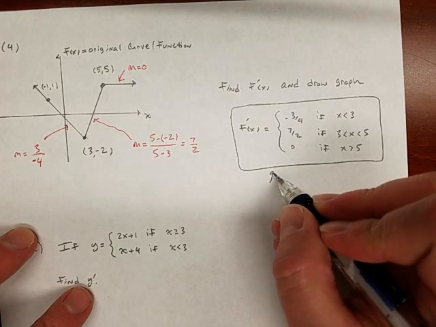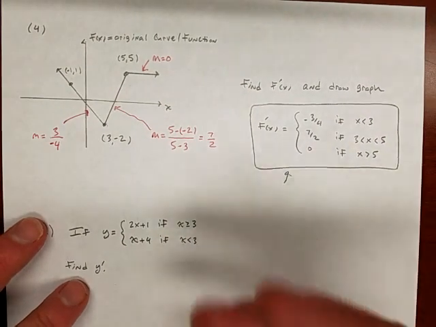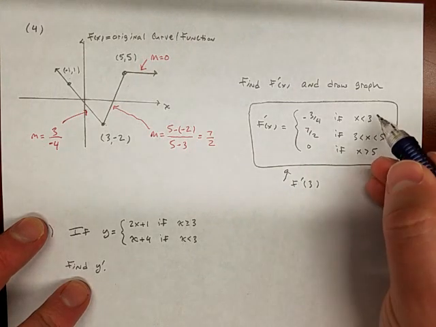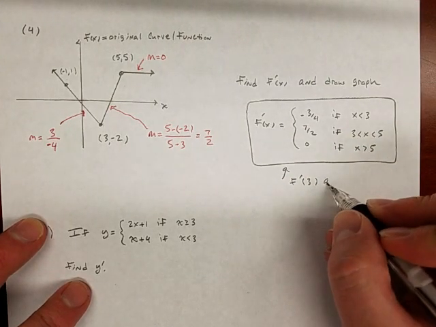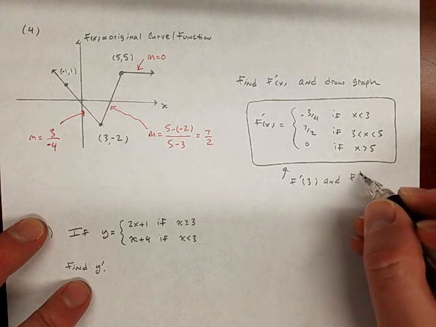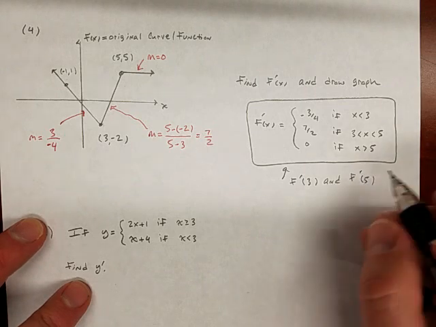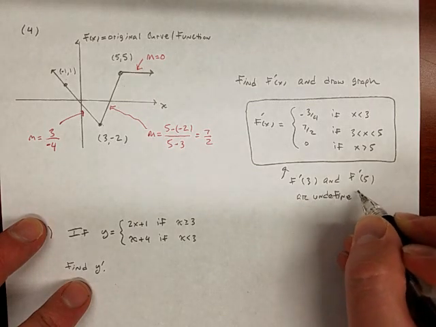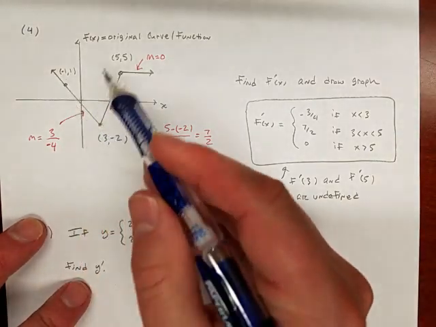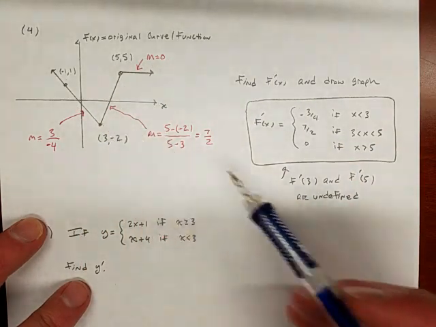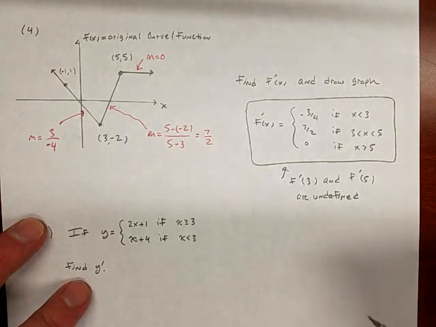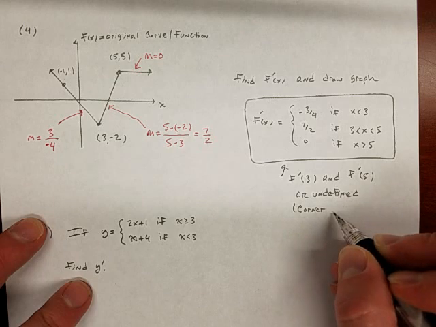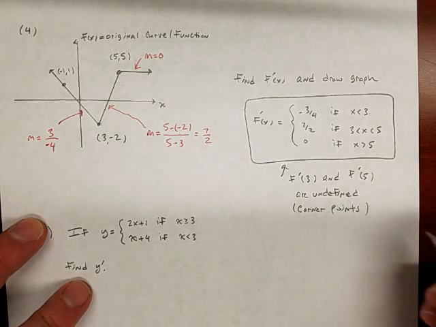So let's not miss this. I mean, I give you the answer. There's the answer, but don't miss the fact that f prime of 3, according to this definition, and f prime of 5 are both undefined. Why? Well, because that's the nature of the curve. You have corner points at 3 and 5, and there's no way to have a slope there. Okay, so in parentheses I'll put corner points. That's what corner points are.